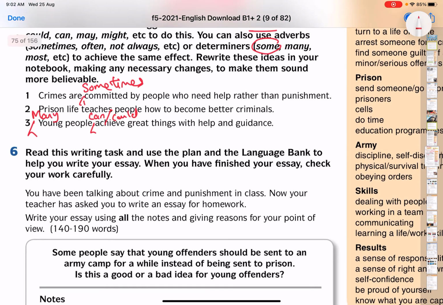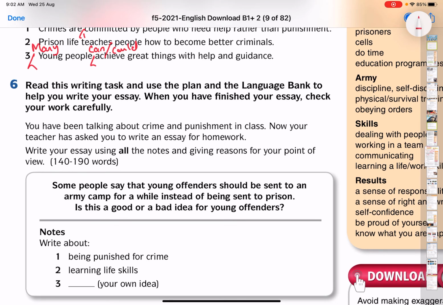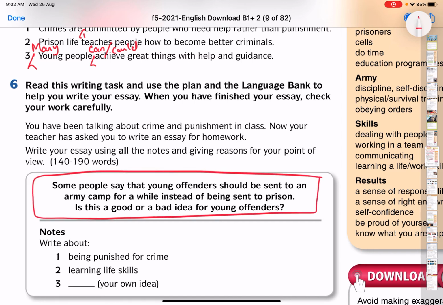Okay, now for task number 6. So look at task number 6. Alright. You are supposed to write on this. Okay. So you have been talking about crime and punishment in class. Now your teacher has asked you to write an essay for homework. When writing your essay, use all the notes. Okay, kamu kena guna semua nota yang diberi.